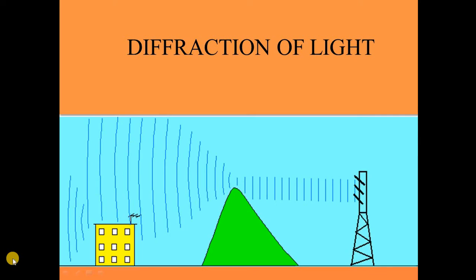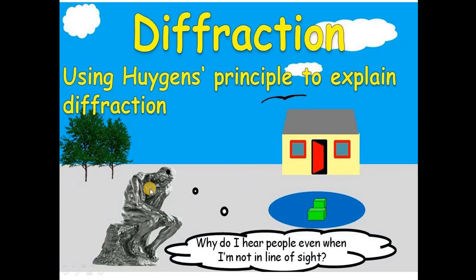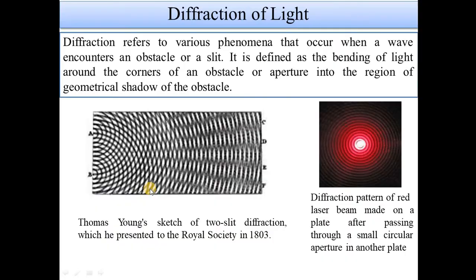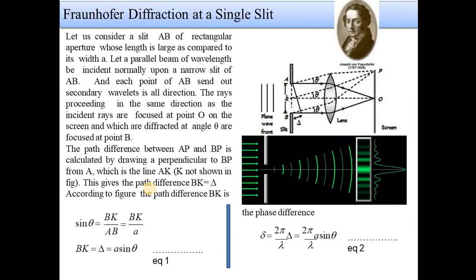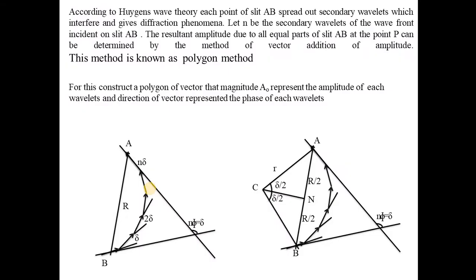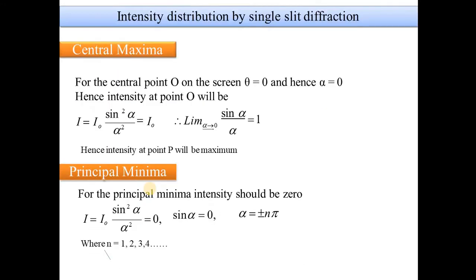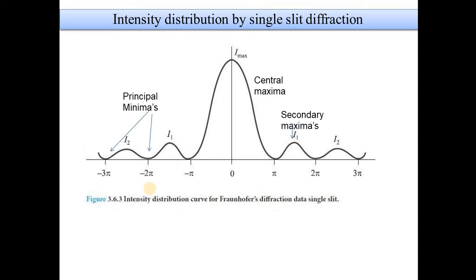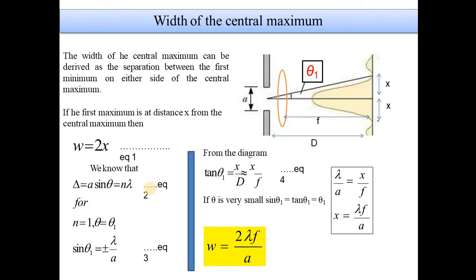Hello everybody. So we have already discussed diffraction of light and the two types of diffraction, that is Fresnel diffraction and Fraunhofer diffraction. We have discussed Fraunhofer diffraction at a single slit. We have obtained the condition for minima and maxima, and the expression for amplitude and intensity, and we have studied the intensity distribution by a single slit diffraction. Then we discussed the width of central maxima.